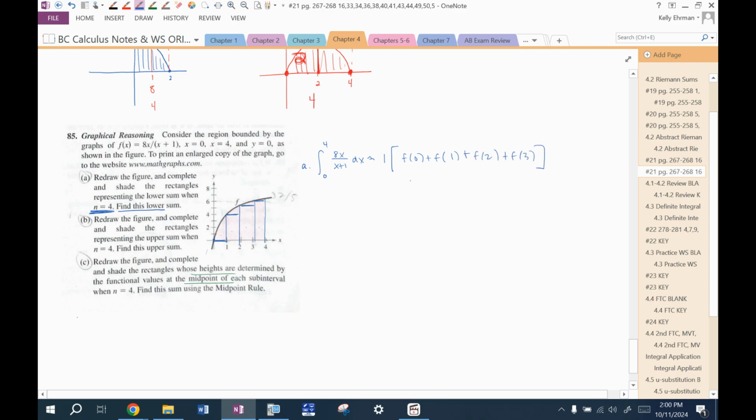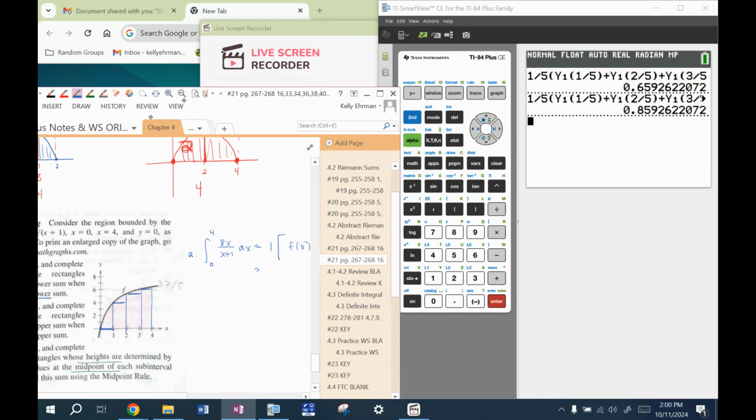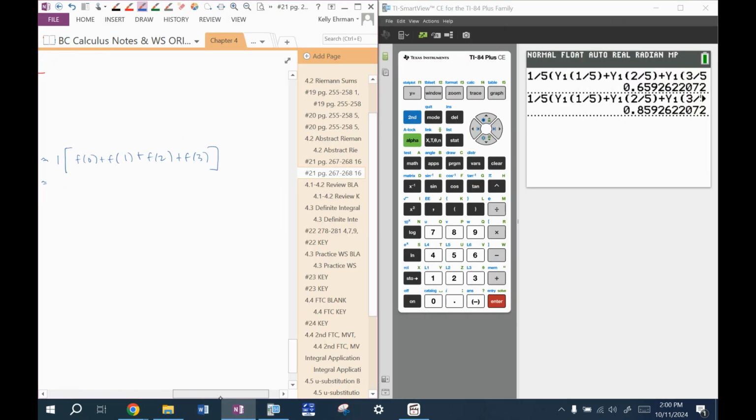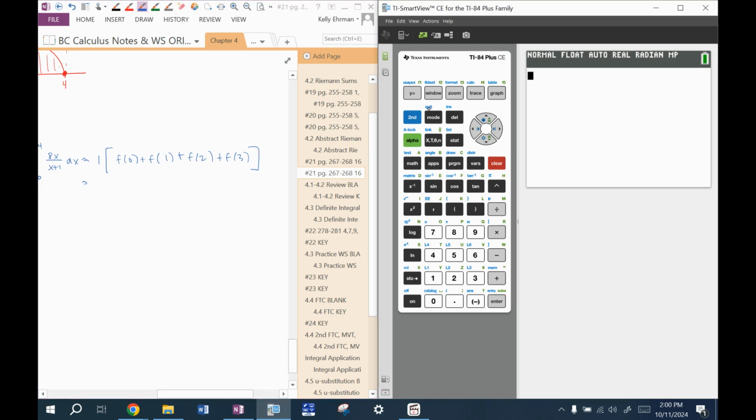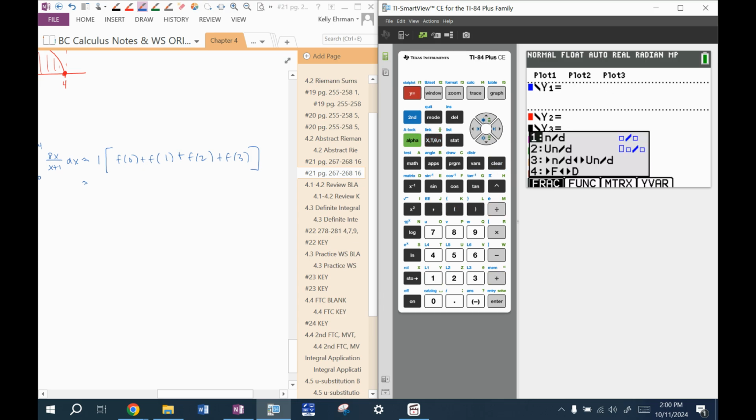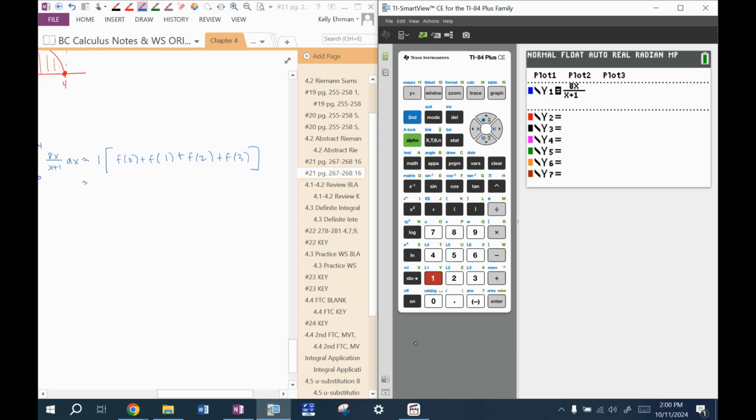Now, I think on my answer key that I posted, I probably subbed these numbers in, but I'm going to use my calculator anyway. I don't have to show the numbers subbed in for my AP test. So I'm going to, again, type in what this function was. It was 8x over x plus 1. A reminder that you can alpha y equals and get the little fraction thing here, which is nice.